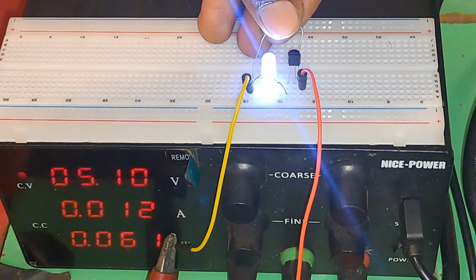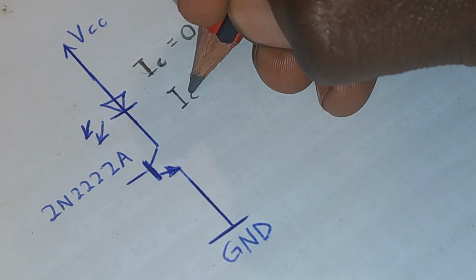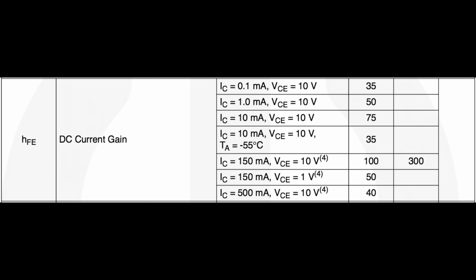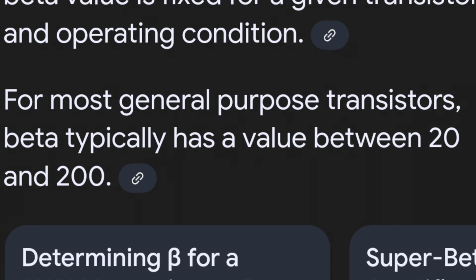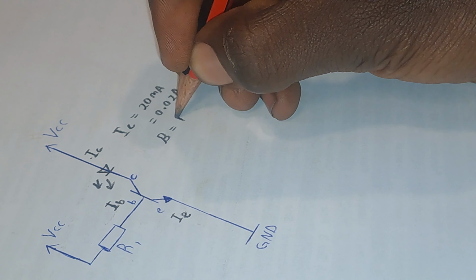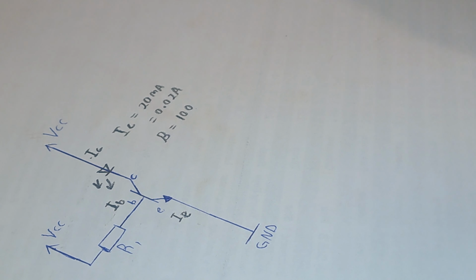The current that passes through the base of the transistor is highly dependent on beta. The value of beta is usually given in the datasheet. It is always between 20 and 200. It changes due to a number of factors, especially temperature. So for my case, I chose beta as 100.